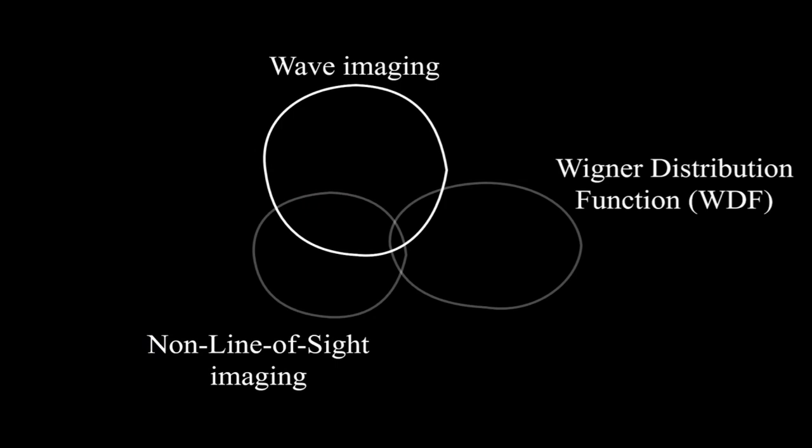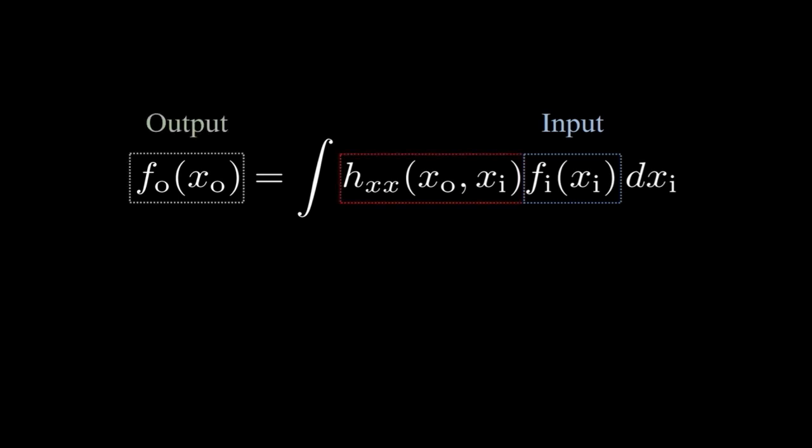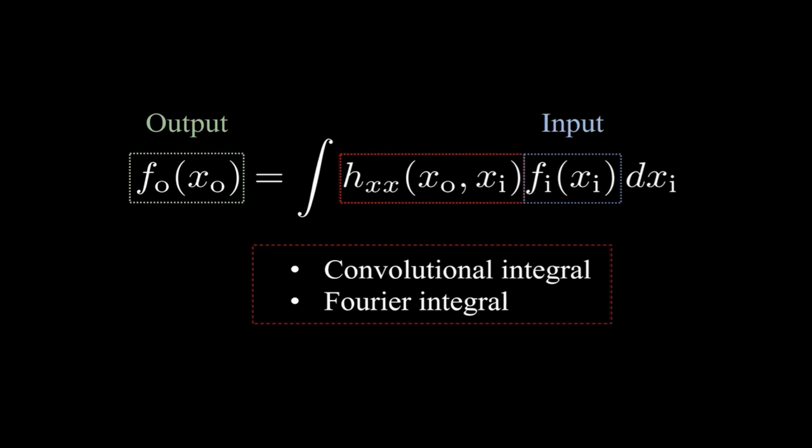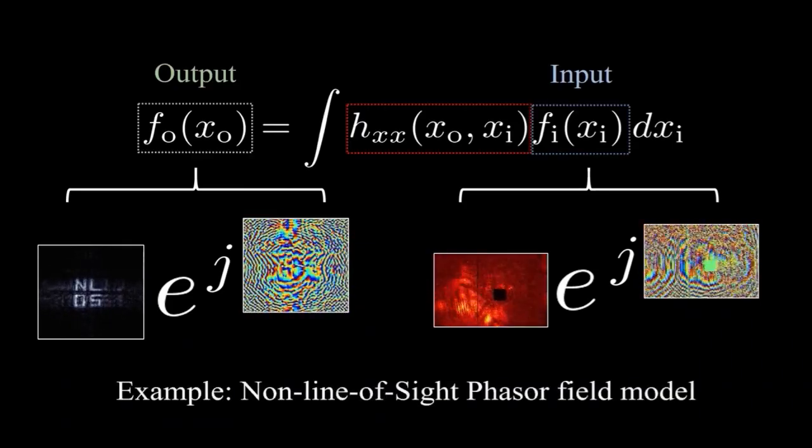Okay, let's now have a detailed look at the wave imaging part. Most image formation models can be described by a linear integral. Mathematically, this means that once given an imaging application, the input function and output function are linked through a linear integral function. For most imaging applications, this integral function is usually in either convolutional format or Fourier transform format. Just as a quick reminder, the non-line-of-sight phasor field diffraction we just talked about a couple of minutes ago fits perfectly into the convolution category.